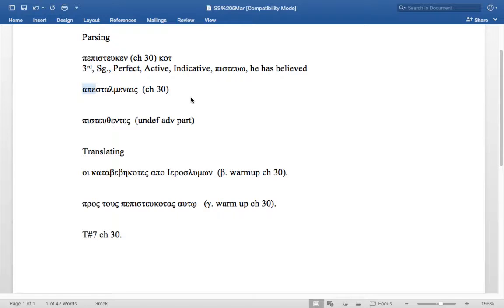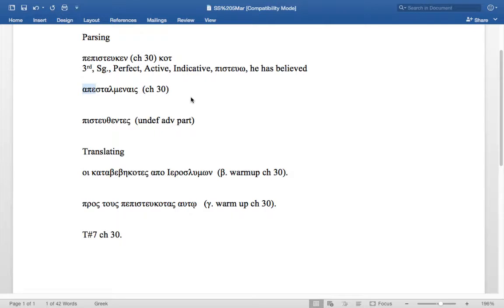Vocalic reduplication. Aorist participles don't have any kind of augmentation. They're always going to look the same. It would be epistelmenice if it was aorist middle. But since it has some kind of change up there, it's got to be perfect. Does that make sense?